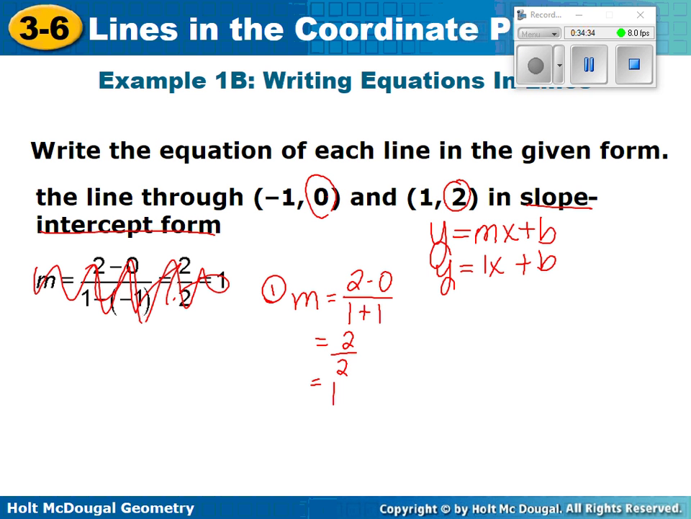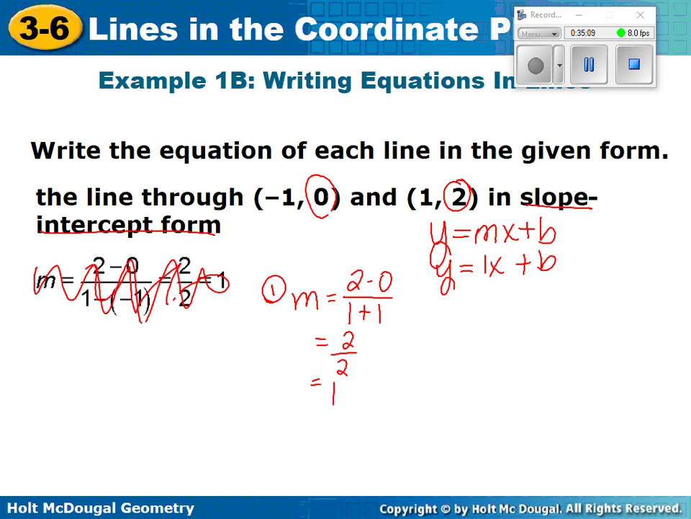Plug in one of the y's for b. B is my y-intercept. It's not just any y value. It is a specific number where it crosses the y-axis. So 2 is not where it's going to cross the y-axis if it's going through 1, 2. And 0 is not where it's going to cross the y-axis if it's going through negative 1, 0. So I don't know my y-intercept. I need to find it. Okay?